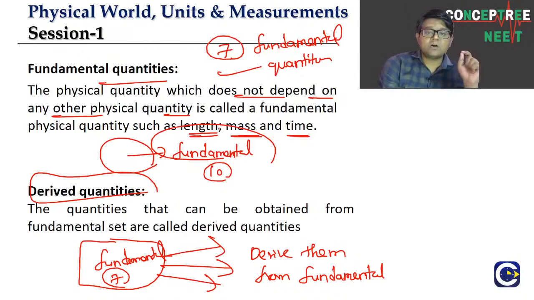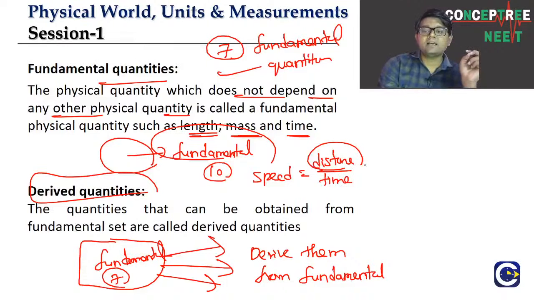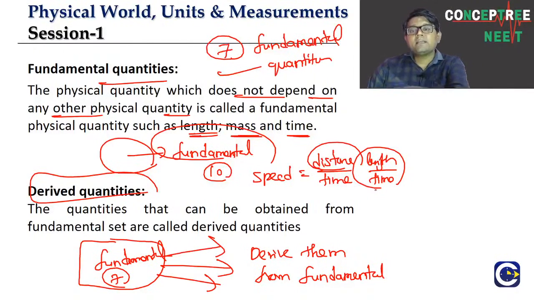Say for example, we are talking about length as a fundamental and time as a fundamental. Then look at speed. What is the definition of speed? Speed is the distance by time. Distance means what? Length. Distance is length, divided by time. So you see clearly, speed we are able to relate to length and time.